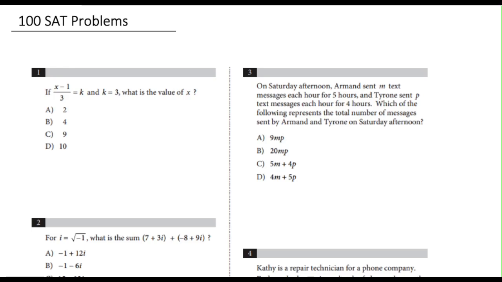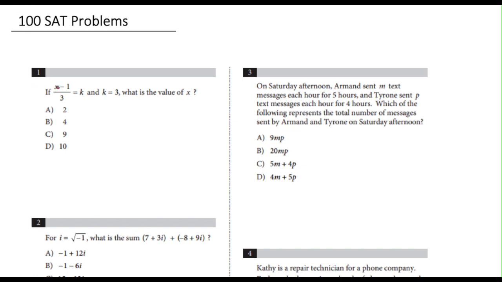Hello everyone. In this video, we're going to be going over 100 SAT practice problems. If you want to raise your score and you want a higher math SAT score, make sure that you watch this entire video, pause the video, and try the questions on your own, and you will definitely increase your score. So now let's get started.